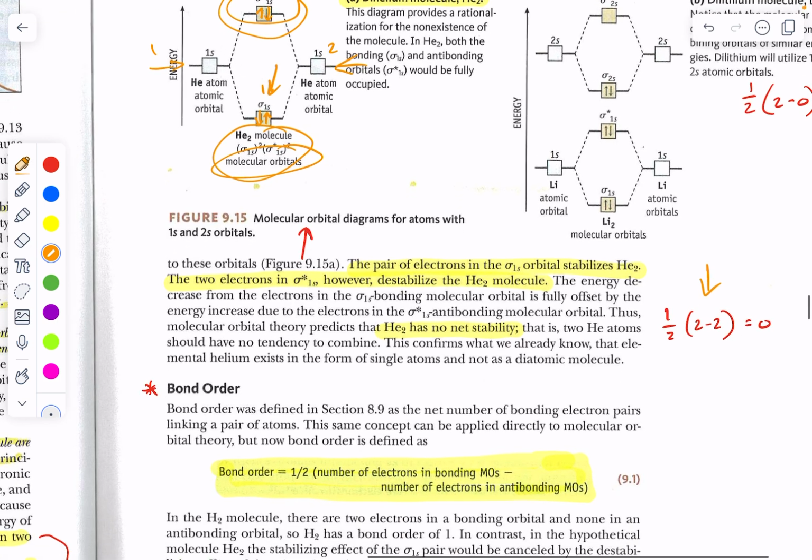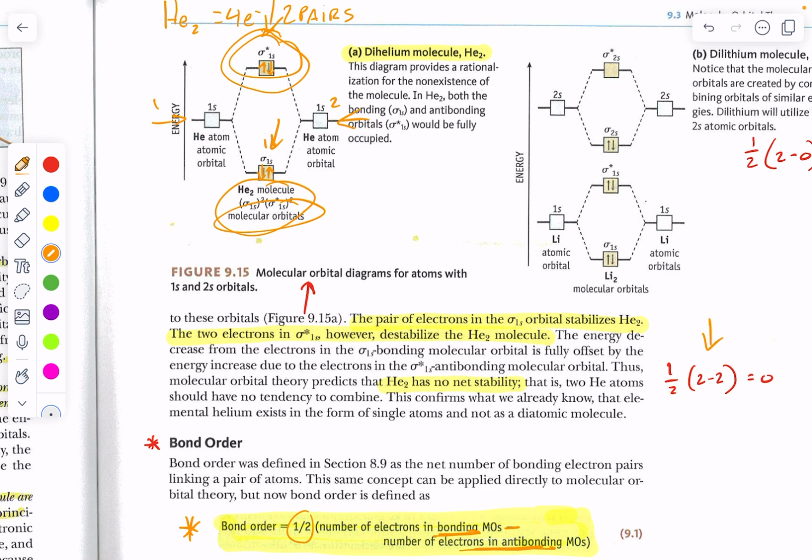And just to jump ahead a little bit, bond order is defined as taking the number of electrons that are bonding and subtracting the number of electrons that are anti-bonding and multiplying it by 1/2. And so the number of electrons in diatomic helium that are bonding is 2, and the number of electrons that are anti-bonding is 2, and 2 minus 2 is 0 times 1/2, and we get a 0 bond order. So there is no net stability. We do not expect helium to be able to exist naturally under ordinary circumstances.